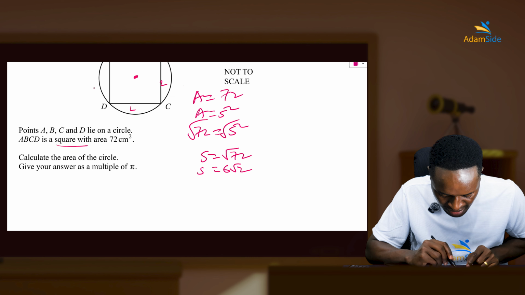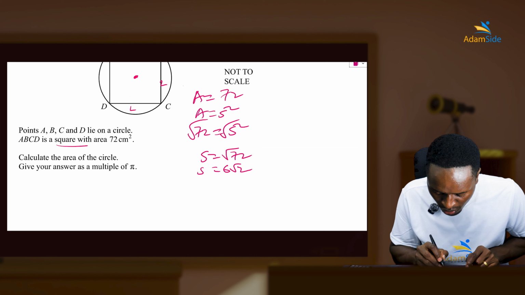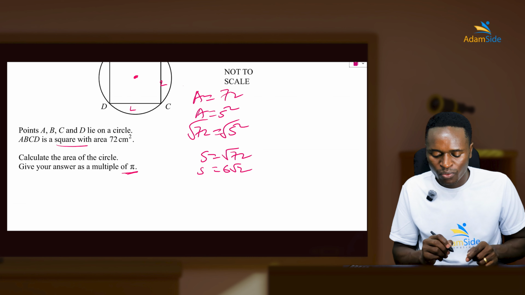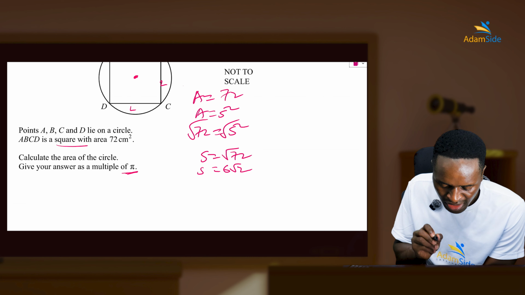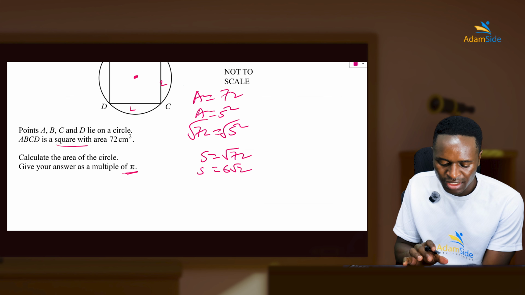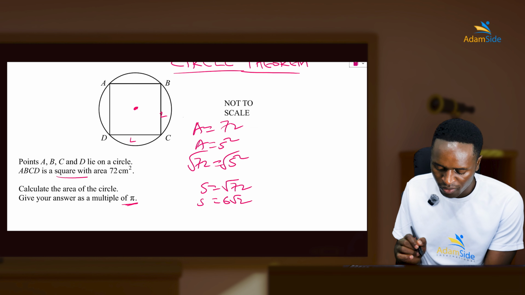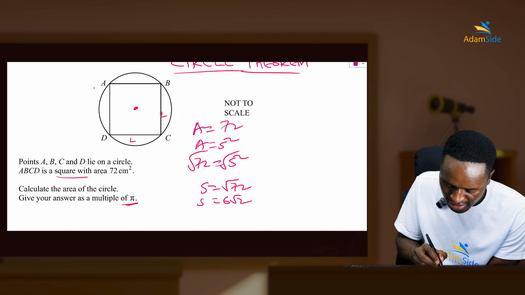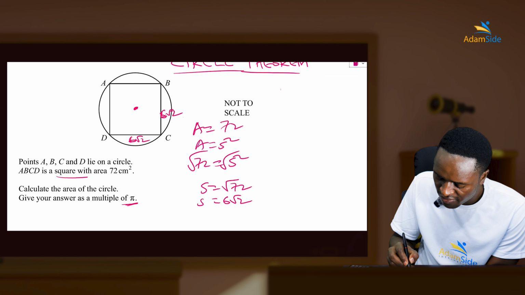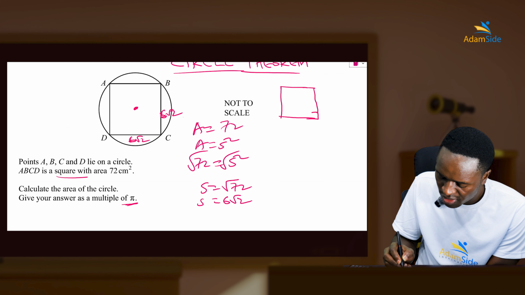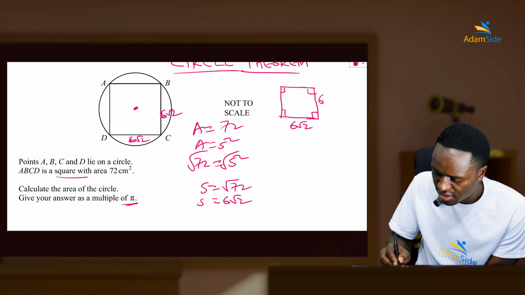And then we say calculate the area of the circle. Give your answer as a multiple of pi. So they want the area of the circle. We understand that we have 6 root 2 as our side. So here it's 6 root 2, and this one is 6 root 2. When you have a square, all the sides are equal. And this is 6 root 2, and then this is 6 root 2.